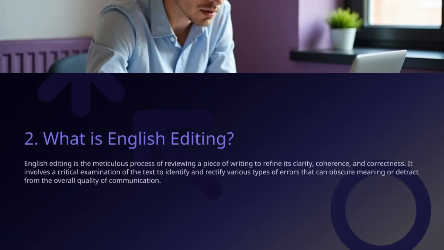English editing is a meticulous process where we carefully review a piece of writing to improve its clarity, coherence, and correctness. It's about making sure the message is clear and easy to understand. During editing, we critically examine the text, looking for errors or issues that might obscure the meaning or detract from the overall quality of communication. This involves correcting grammar, fixing awkward phrasing, and ensuring consistency throughout.